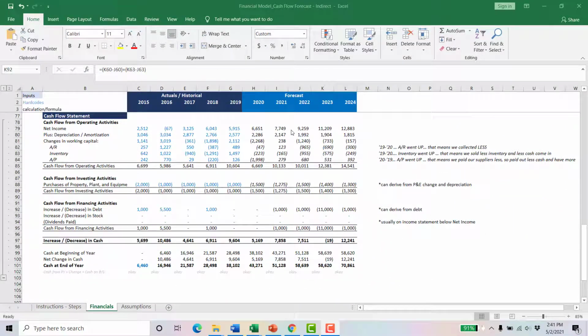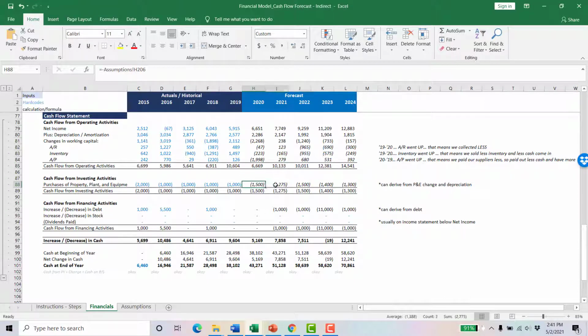The last of the three statements we're forecasting. Again, you start with net income, you add back depreciation, you get your changes in working capital, and that gives you your cash flow from operating activities, which in this company is pretty healthy overall. One year that's flat, but overall good.